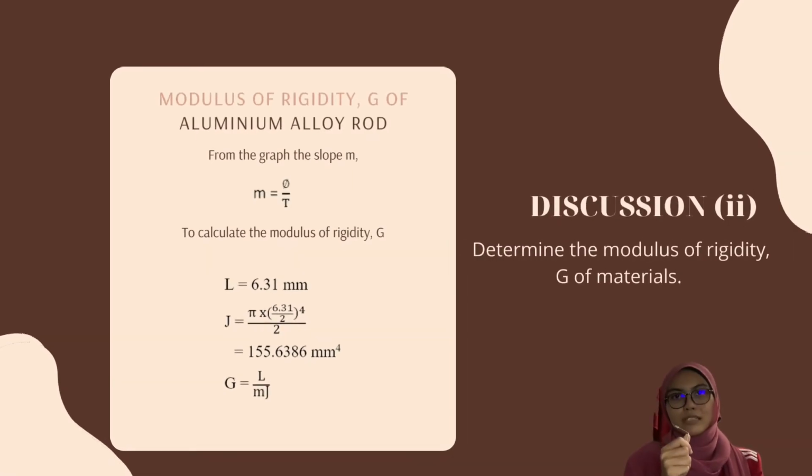Next, the modulus of rigidity, G, for each material is determined. From the graph plotted, the slope M is equal to the angle of twist over torque. Modulus of rigidity, G, of the aluminum alloy rod: M is equal to the angle of twist over torque. To calculate the modulus of rigidity, we have to calculate L and J first.